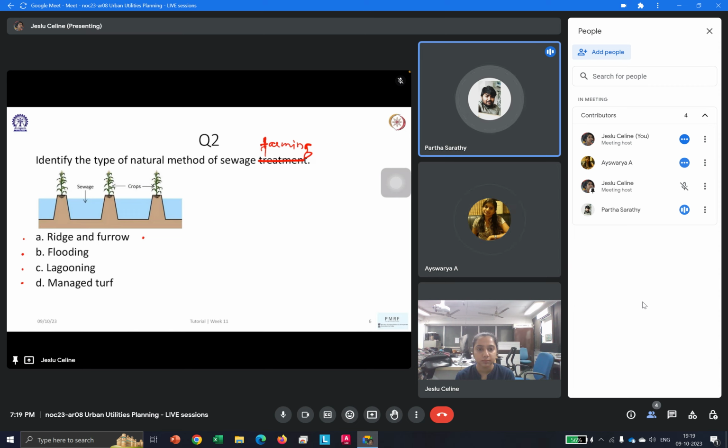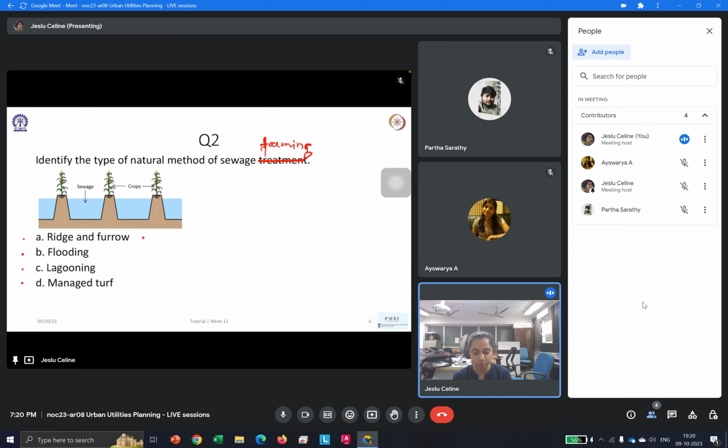I think ridge and furrow. Ridge and furrow, okay. So which is the ridge and which is the furrow? You have a form like this. The depressed portion is the furrow, correct, and this is the ridge. So this is ridge and furrow, and you're planting on the ridge.